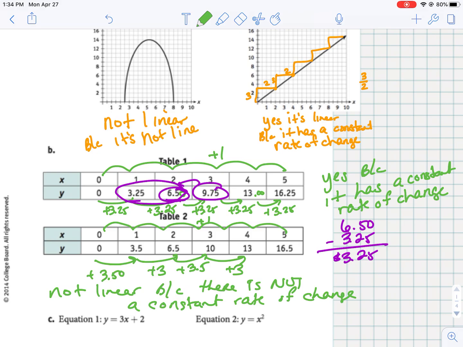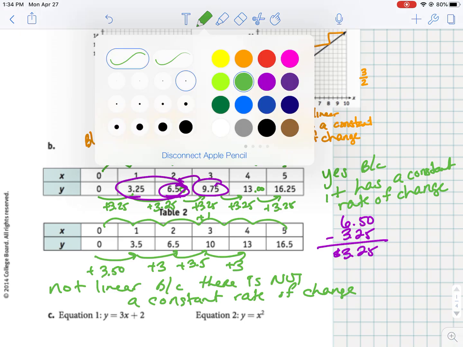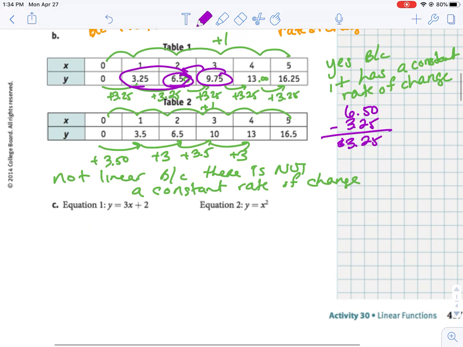Okay, so that's the big one right there, is that you have to look to see if the rate of change is the same. And remember, rate of change is the change in your y values divided by the change in your x values. All right, so now it's looking at an equation.